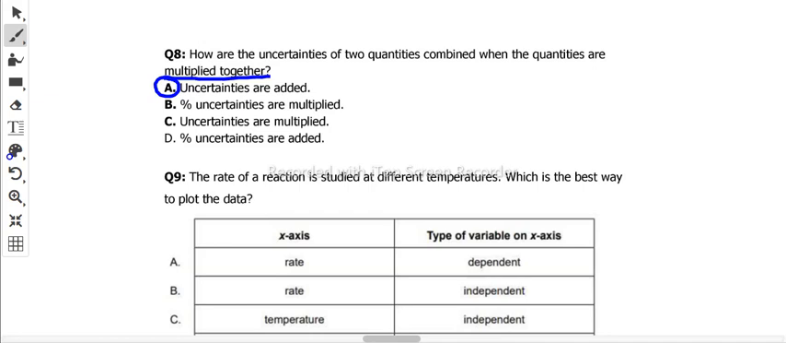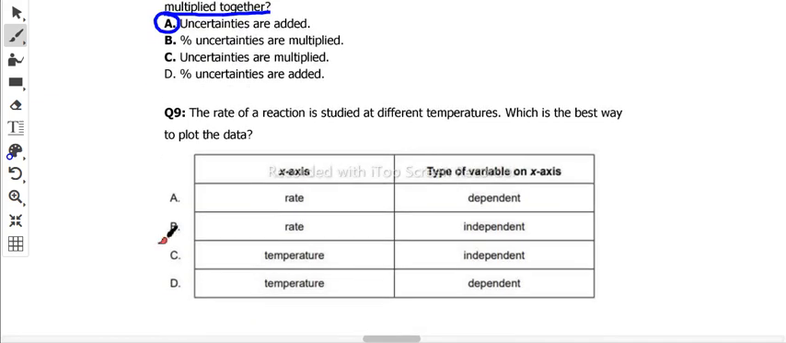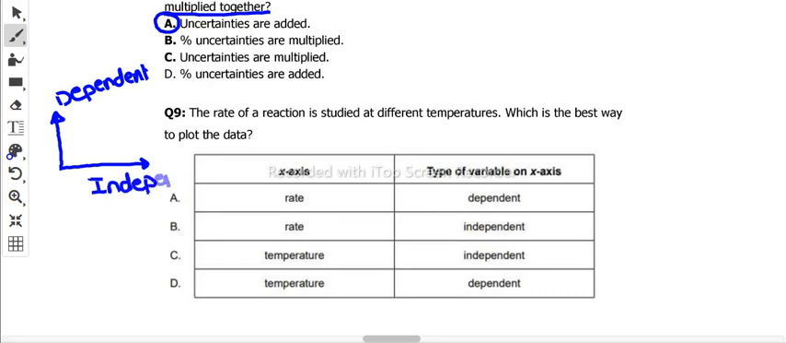Question number 9. The rate of a reaction is studied at different temperature. Which is the best way to plot the data? Here we're going to refer to the graph, so I need to revise something now. As you know, we have x and y. The y is always for the dependent variable, which is the variable that we are measuring. But on the x, I have the independent variable. So it's what I am changing.